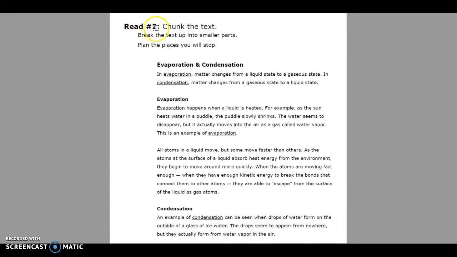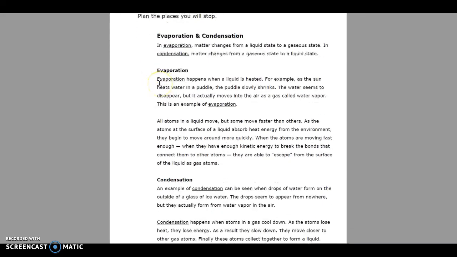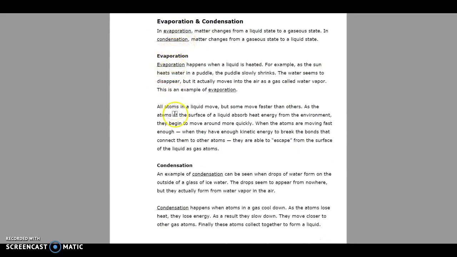We're going to chunk the text now. Break the text up into smaller parts. Plan the places you will stop. Okay, so it looks like we have, let's see, 1, 2, 3, 4, 5 paragraphs. We could chunk it into 3 different sections. This section, the evaporation section, and the condensation section. But since these 2 paragraphs are kind of long, I think I might just do paragraphs again.